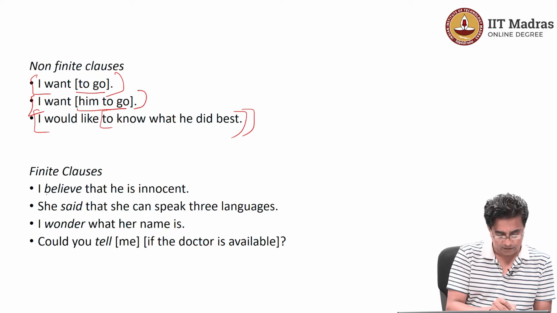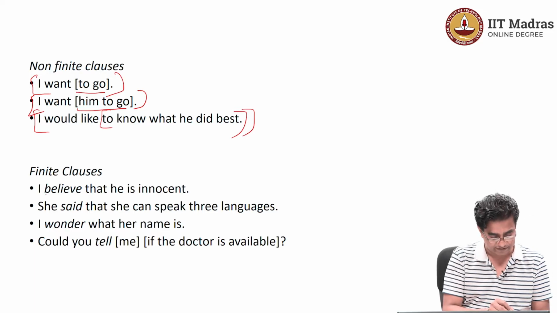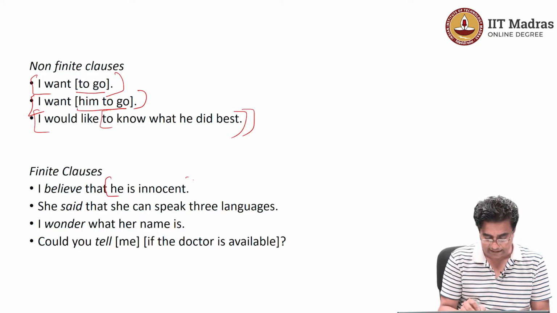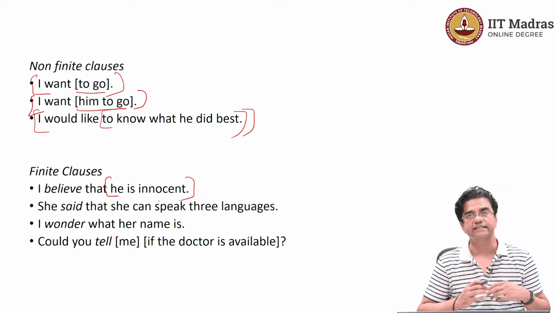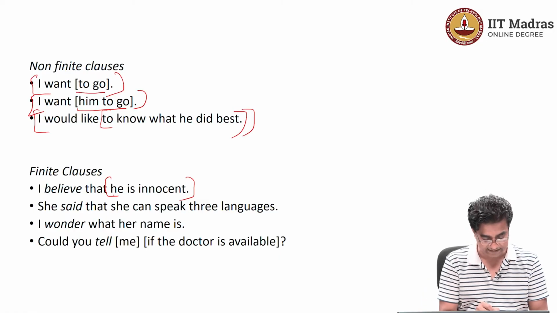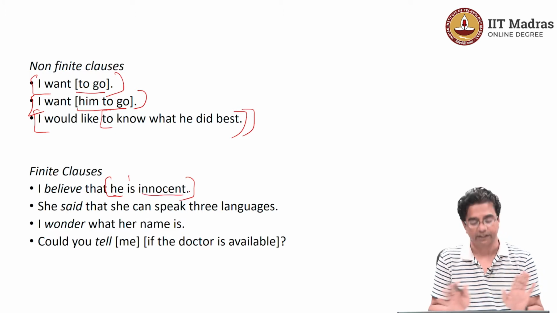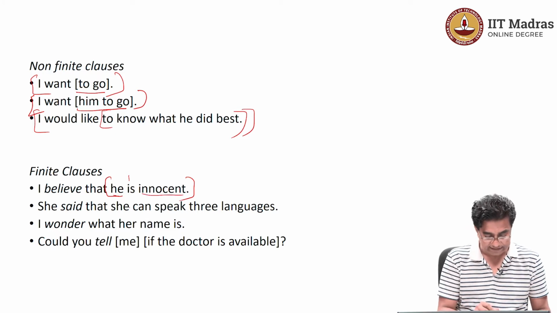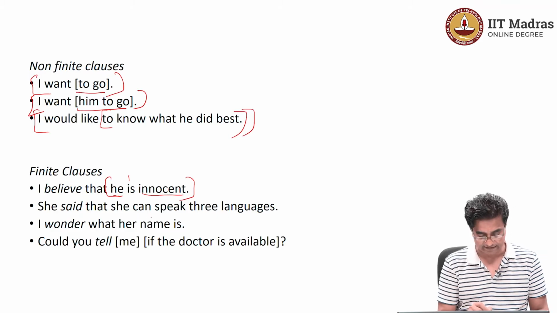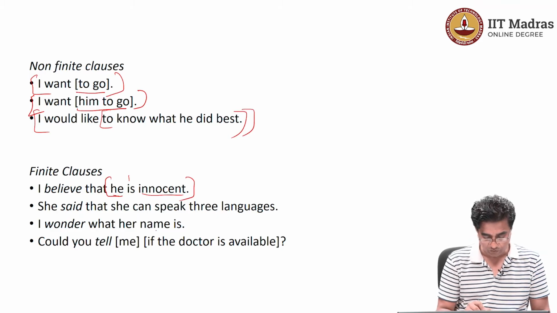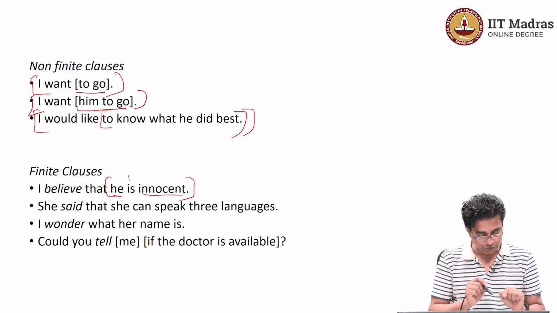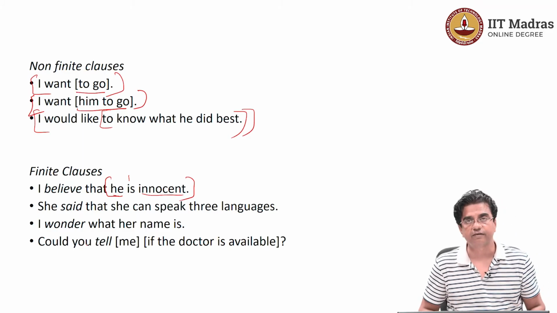Look at this. Here are examples of finite clauses. I believe that he is innocent. Look at this. This sentence, he is innocent, is a complete sentence by itself because it has a subject, it has tense, or it has a predicate, complete. She said that she can speak 3 languages. I wonder what her name is. Could you tell me if the doctor is available?